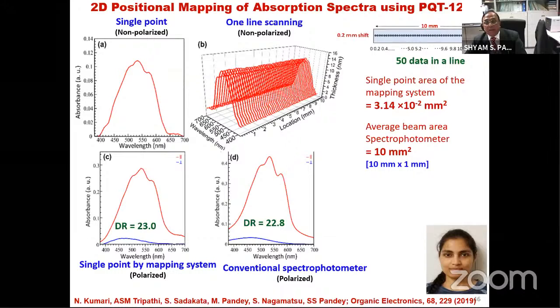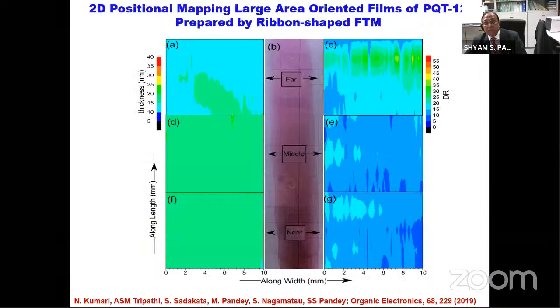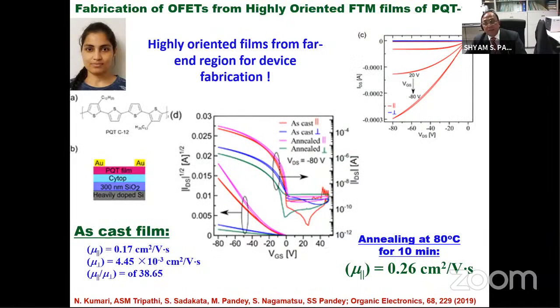We can map the orientation as well as the thickness. And the result was very similar to the conventional spectrophotometer. This much data will take a day, which was finished in just a few minutes. This is the mapping pattern of a large area film of thickness and orientation distribution. As you can see, in the top area, films are highly oriented with DR index of 30 to 40. And when we use these highly oriented films using this semiconducting polymer, this has also reported one of the highest mobilities in the world.